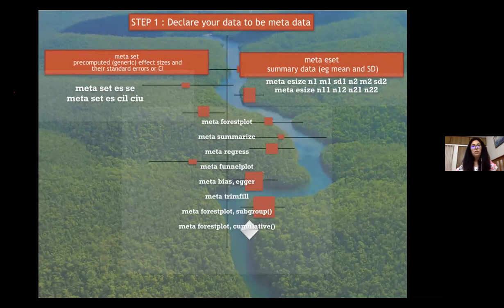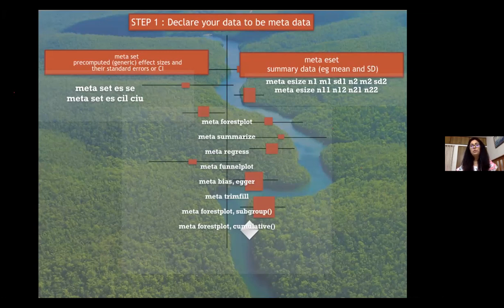For that, you have the command here, meta set ES SE, when you have already computed the effect sizes. So ES is the effect size, and SE is the standard error. And if you don't have a standard error, you have confidence intervals, lower and upper. Your command is meta set ES, confidence interval lower, and confidence interval upper. On the other side, if you have just numbers, like we saw in that paper from which we extracted the numbers, your command is meta esize. And if you have categorical data, you go by your 2x2 table.